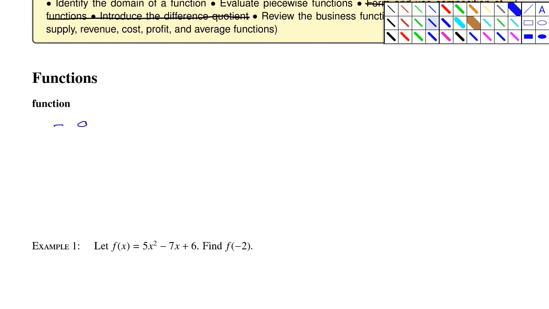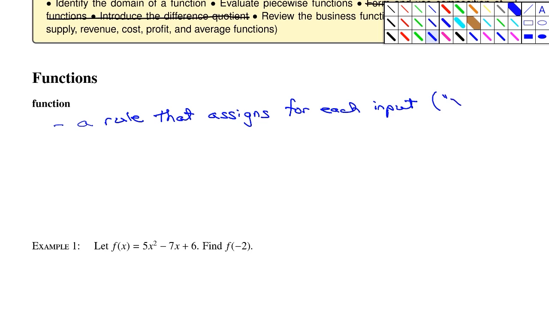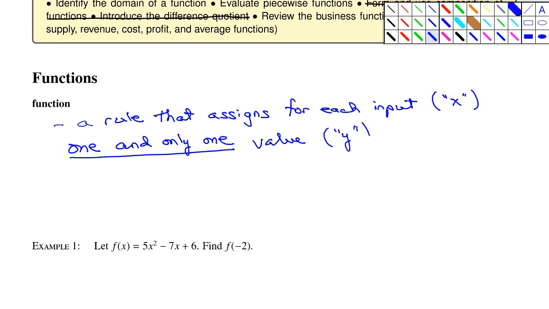Well, a function is a rule that assigns for each input, which we usually call x, but we can use other variables as well, one and only one, let's underline that, value. And that value is usually what we call the y. So that's the idea behind a function.